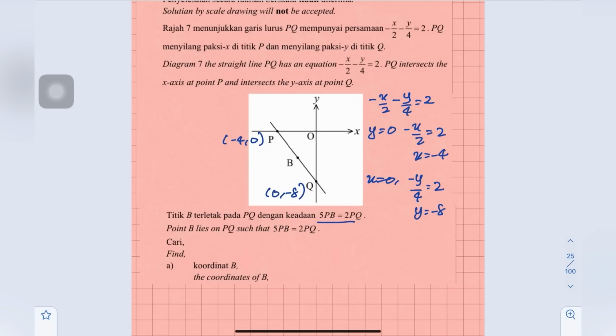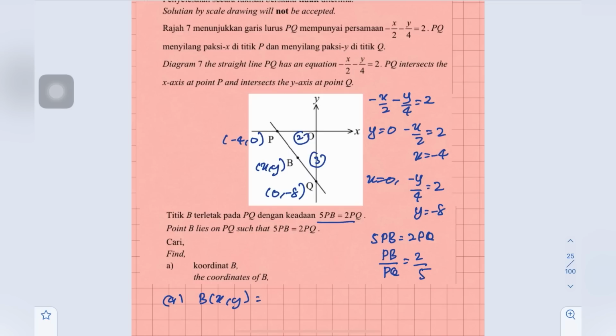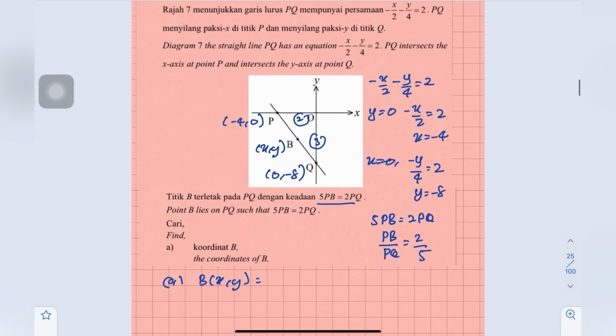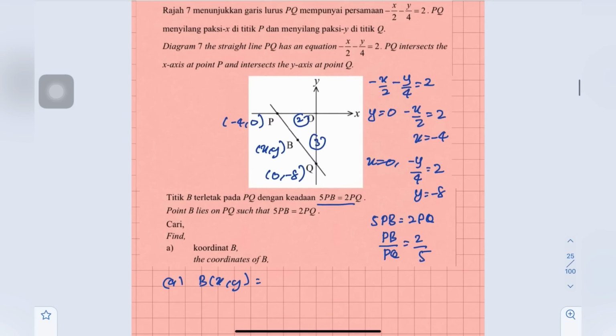Okay, so from this, you have 5PB equals to 2PQ. So PB over PQ is 2 over 5. So PB 2, PQ 5. So BQ is 3. So we can find B. Tak tahu, so kita letak XY. Okay. So we can find B, XY by using formula of points internally divide segment with the ratio of MN. So kita cross. Kita cari X dulu.